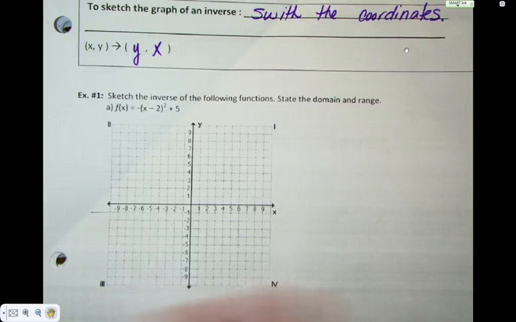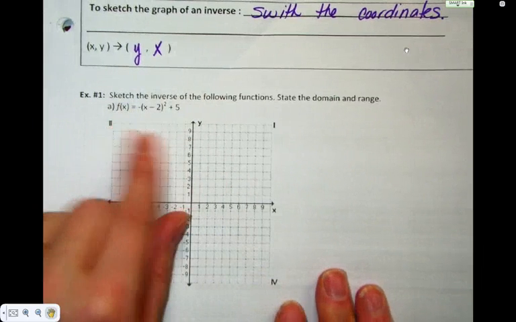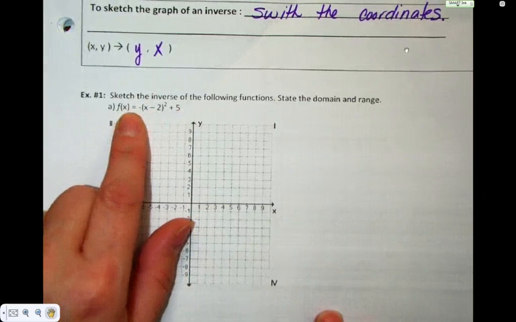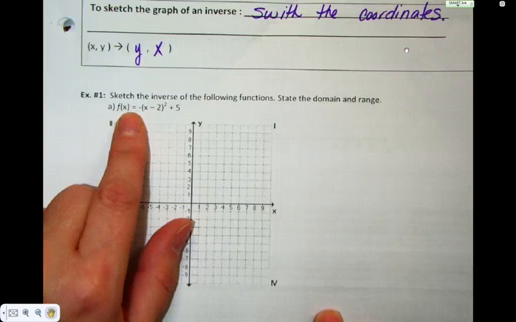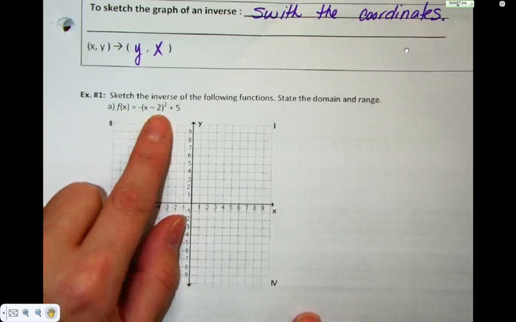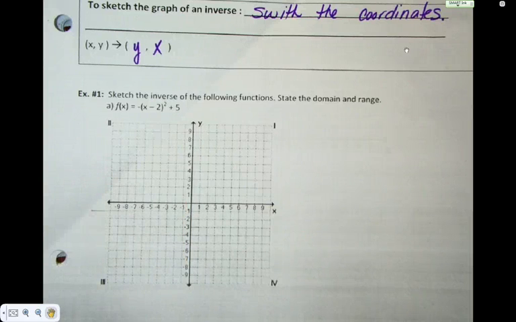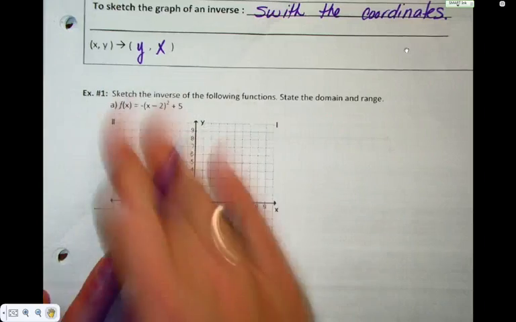Okay. So this is just a parabola like we did from last year. So we know now these are transformations. What is this negative? Vertical reflection. That's why it goes down. What's the 2 inside the brackets? Horizontal translation, 2 to the right. And what's the 5? 5 up. So that's why the vertex changed. It's why the width changed. It's why the direction changed. We're just going to graph this all at once like we did last year.